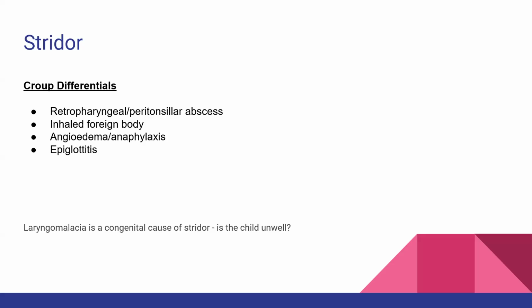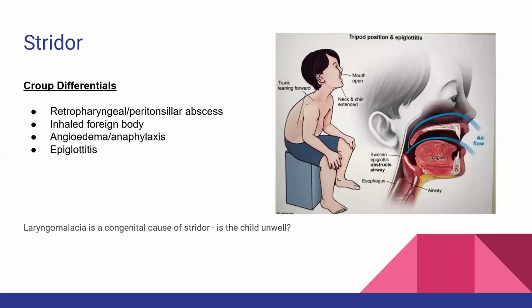But with epiglottitis, the child will look much more unwell than in croup, depending on the severity. Epiglottitis you see much less because it's caused by Haemophilus influenzae B, which children are immunized against. But you will see signs like drooling, tripoding, really trying to extend their neck to get that airway as open as possible. They look really unwell.